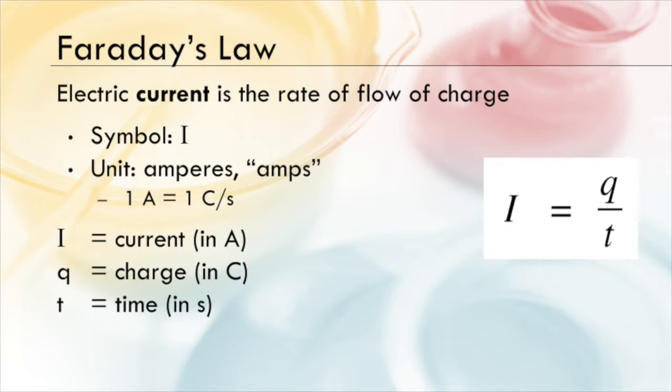For our purposes, it will probably be better to see the capital A for amps and think of it as coulombs per second instead, because we're going to be using it as a dimensional analysis conversion factor between charge in coulombs and time in seconds.